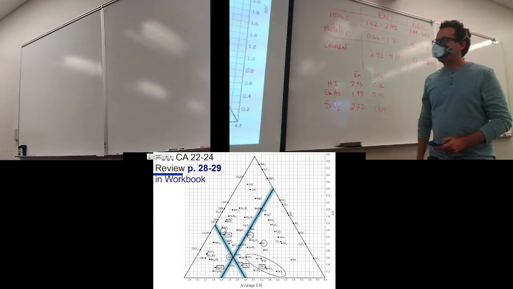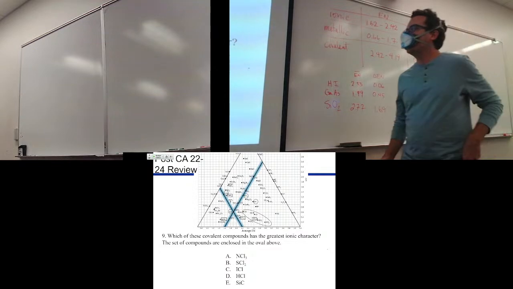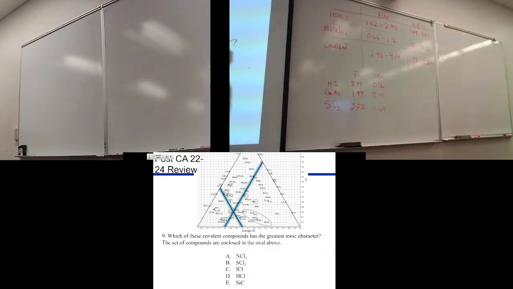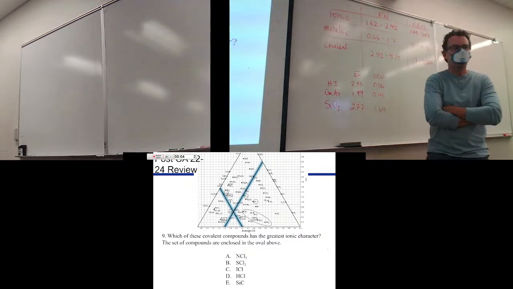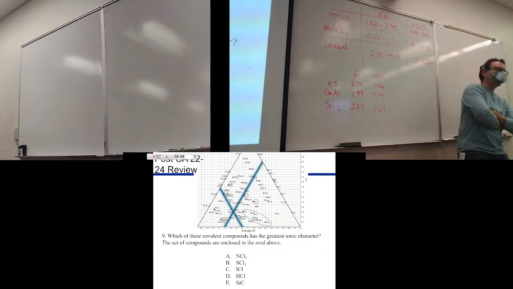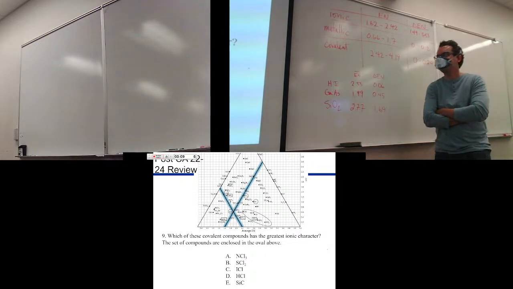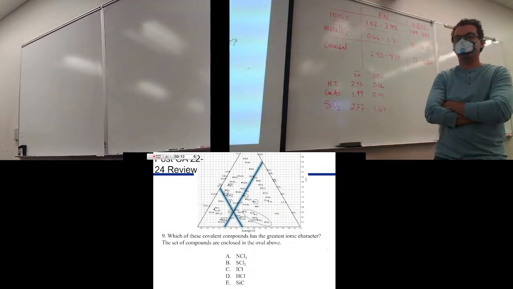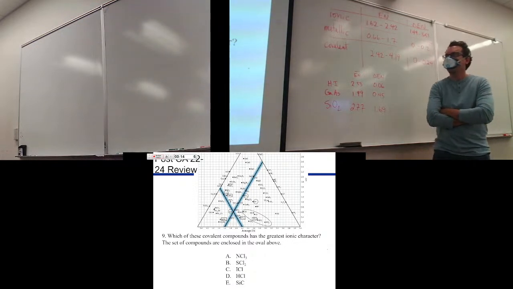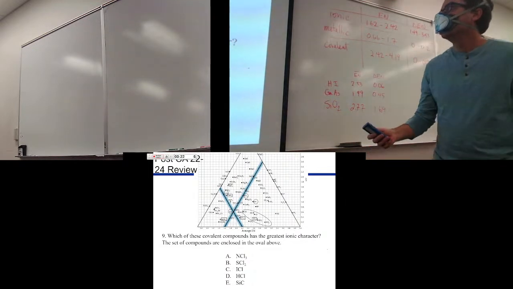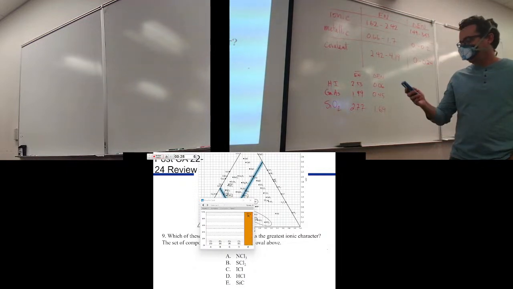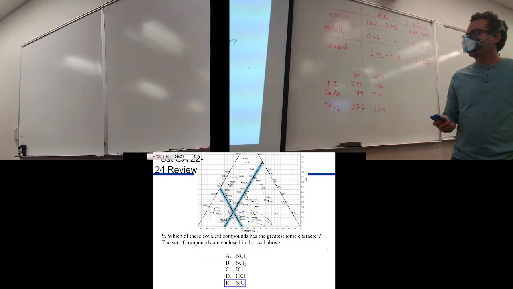Okay, here we go back to the bond type triangle. Which of these covalent compounds, all listed here in this oval, has the greatest ionic character? Again, that's a way of saying this one's more ionic than something else. They might not necessarily be ionic. In fact, they're all on the covalent side. So, you guys said E, yes, you'd be right. All right, this is easy, right?